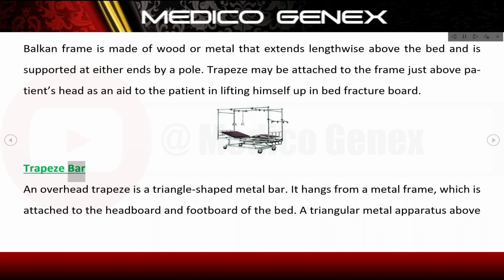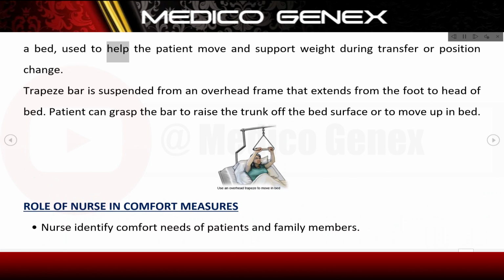Trapeze bar. An overhead trapeze is a triangle-shaped metal bar. It hangs from a metal frame, which is attached to the headboard and footboard of the bed. A triangular metal apparatus above a bed, used to help the patient move and support weight during transfer or position change. Trapeze bar is suspended from an overhead frame that extends from the foot to head of the bed. Patient can grasp the bar to raise the trunk off the bed surface or to move up in bed.